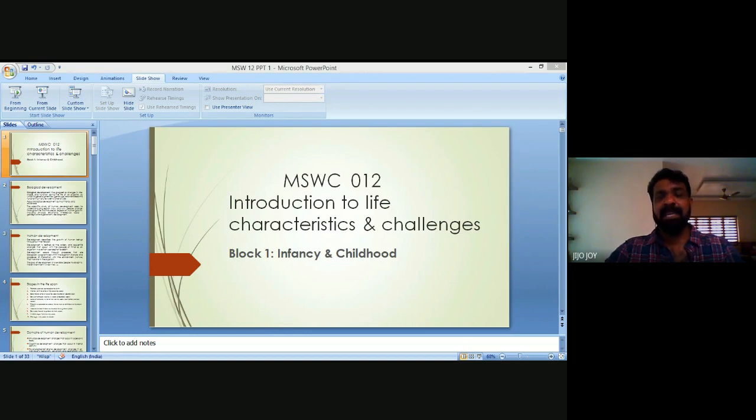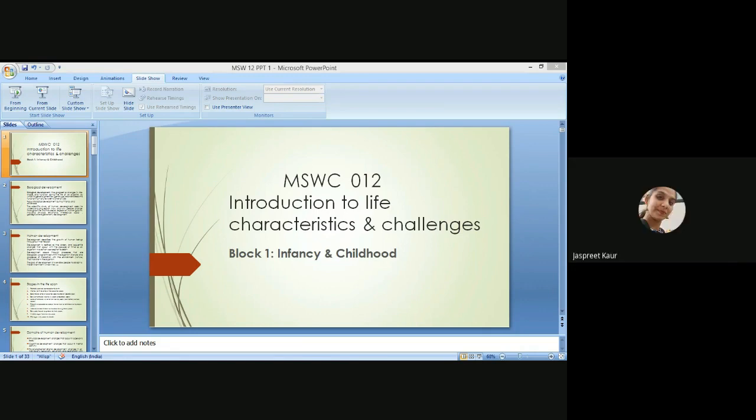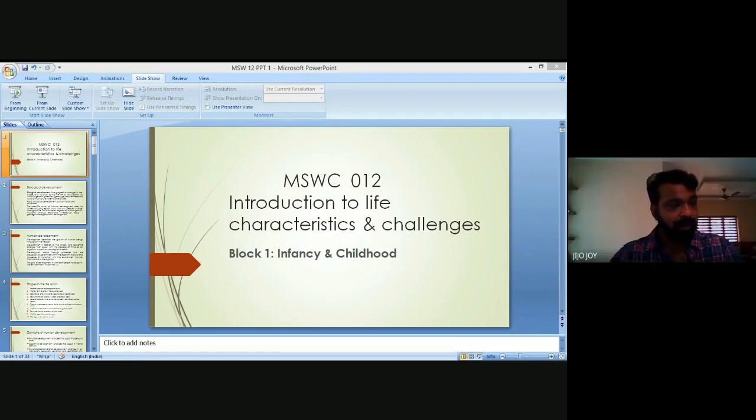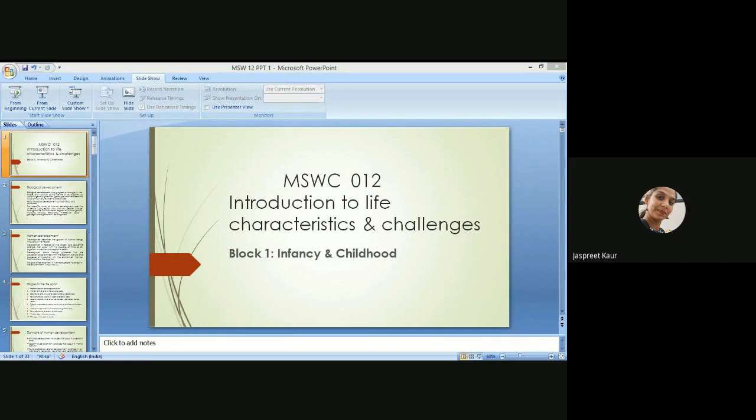Then it is an appealing and hazardous age. Like other stages, definitely this is also very appealing and hazardous. Okay, so what are the physical hazards in babyhood? Physical hazards, the first one is illness. What kind of illness will be there as a hazard? What kind of illness will be there during babyhood? Cholera.